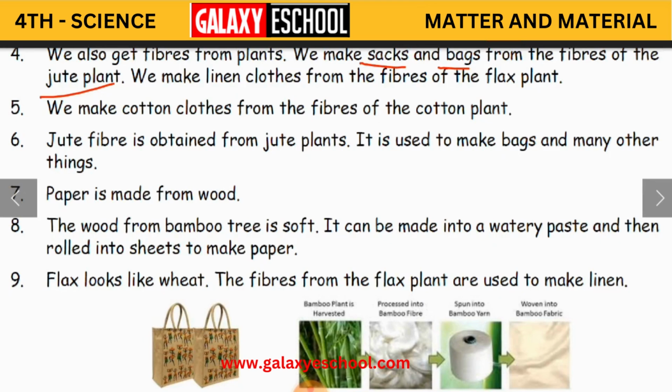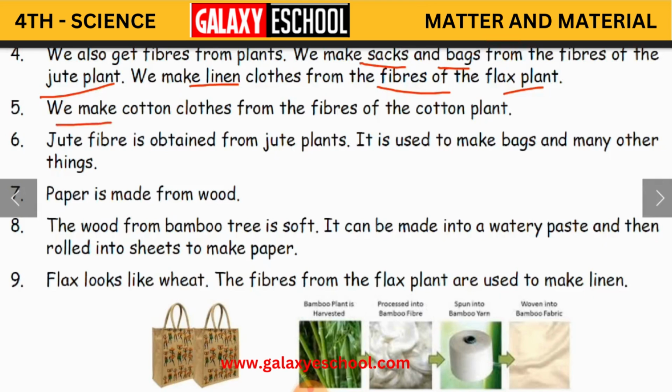Okay, children. And we make linen clothes from the fibers of the flax plant. Linen is one type of cloth material. Like you have cotton cloth, silk cloth, polyester cloth, in the same way you have another type of cloth which we call linen cloth. This is made from the fibers of the flax plant. The name of the plant is flax plant. Clear, children? These days this cloth is very much in demand in the market.